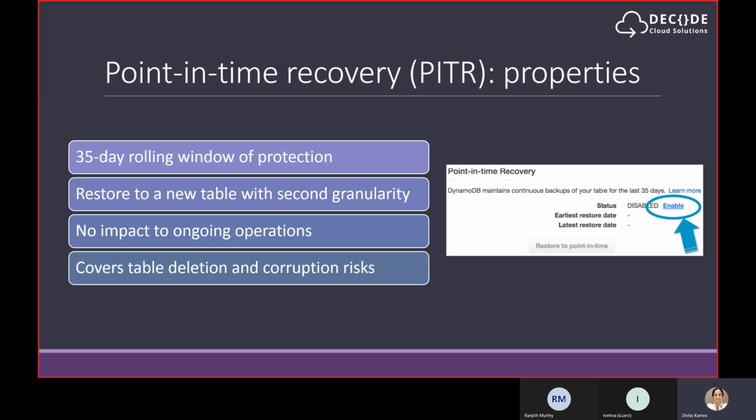AWS recommends using PITR for all production tables storing data which is not easily recreated. Point-in-time recovery does not use your table throughput and has no impact on your live data operations. You can see on my screen that there is an option available in the console where you can enable or disable it, and it is highly recommended, as I told you. Restoring a new table to any second is a click away. There will be no impact on your live data. You cover your table deletion and corruption risks as well.